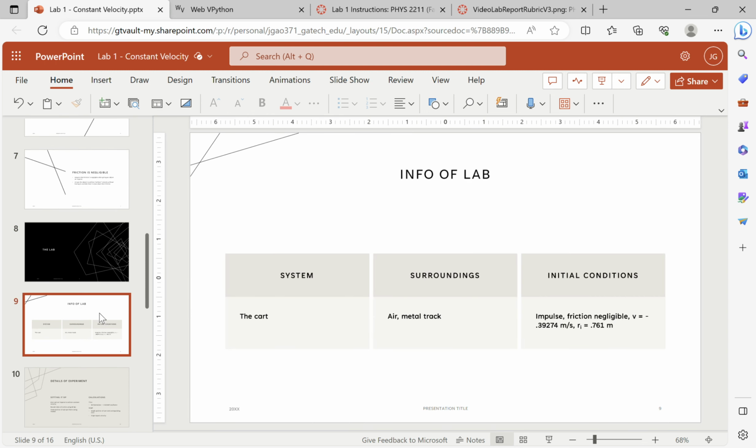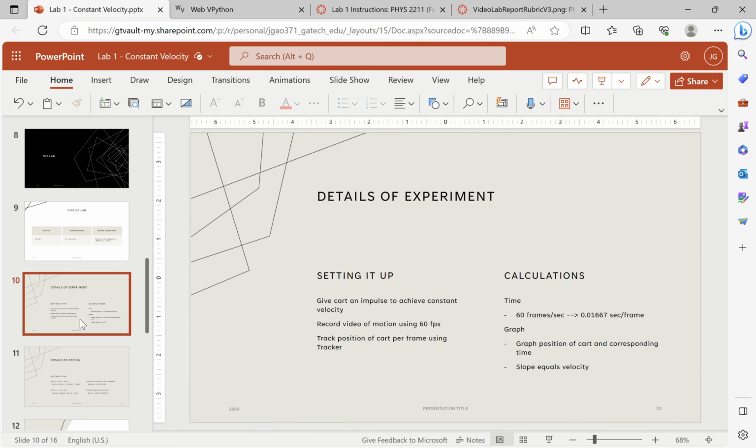So my system is basically the cart, which is the object I used, shown here, this red thing. The surroundings were basically the atmosphere and the metal track that the cart laid on, this thing right here. The initial conditions were that I gave the cart an impulse, and assuming that friction is negligible, I found the velocity to be negative 0.39274 meters per second with an initial position of 0.761 meters.